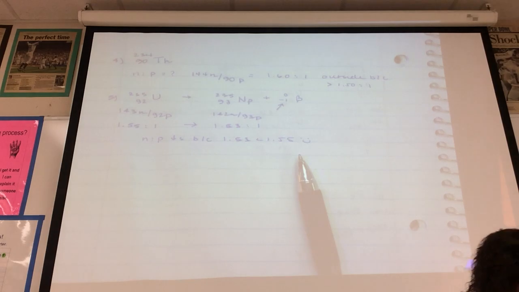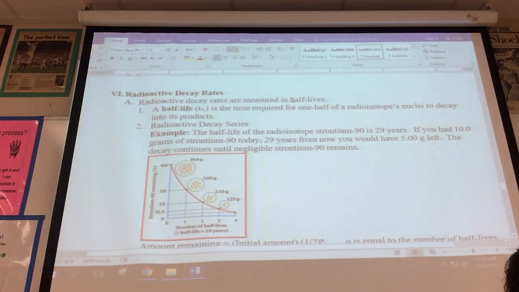All right, and I'll give you a chance to work on those problems toward the end, and I think you'll be very comfortable with that. The other concept that we want to cover today are radioactive decay rates. I think you might have seen those in middle school as well as fission and fusion. Radioactive decay rates are measured in half-lives. And a half-life is the amount of time required for half of the radioisotope's nucleus to decay.